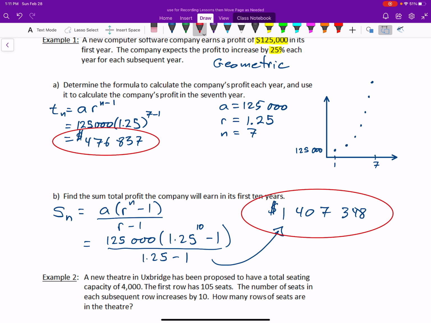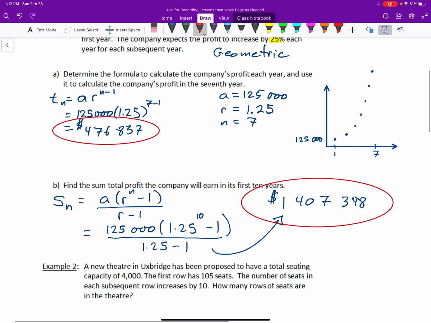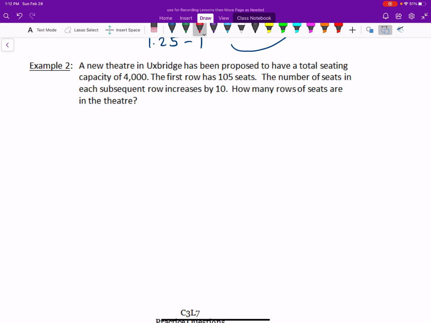So again, the decisions I made, the formulas I used, were based on 2 decisions: sequence or series, arithmetic or geometric. So with one more example, we have to make those decisions again. Let's read through the question first. A new theater in Uxbridge has been proposed to have a total seating of 4,000. The first row has 105 seats. Okay, that would be term 1. And the number of seats in each subsequent row increases by 10. So we have 10 more seats per each row. So then it'd be 115, 125, and so on.